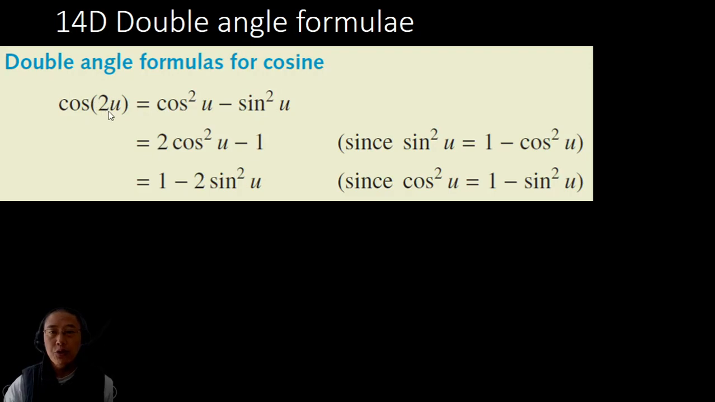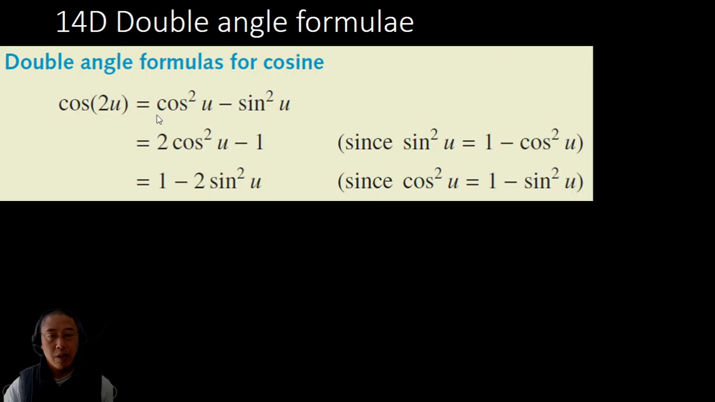So cos of 2u is cos of u plus u. If you use the addition formula and you simplify, you end up with this expression, which is a difference of the squares of cos and sine. Do remember also that cos squared plus sine squared equals 1. If you rearrange it, it's the Pythagorean identity in the unit circle. If you rearrange it to make sine squared or cos squared the subject, you can substitute to get rid of sine squared, or you can substitute here to get rid of cos squared.